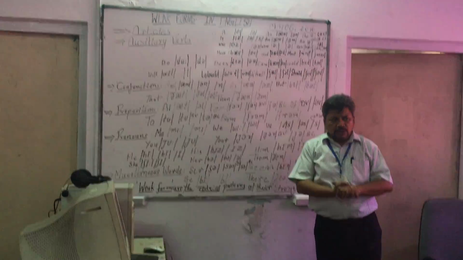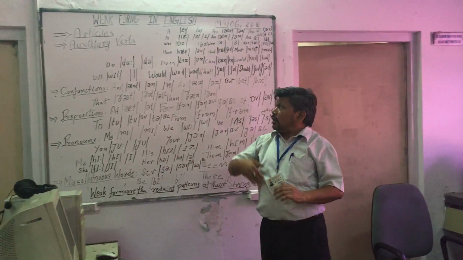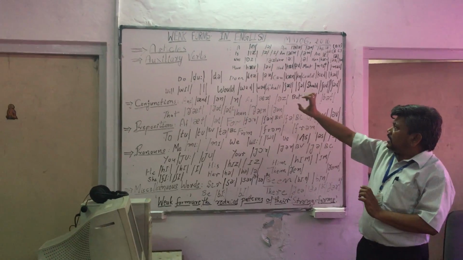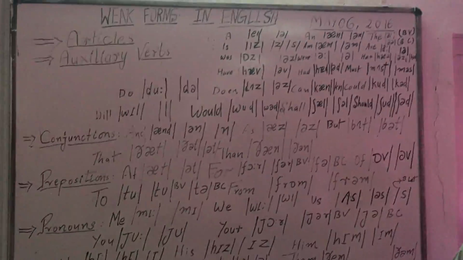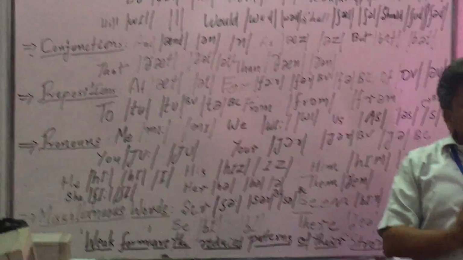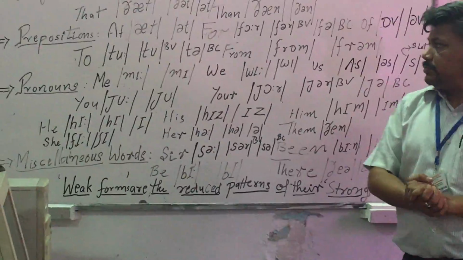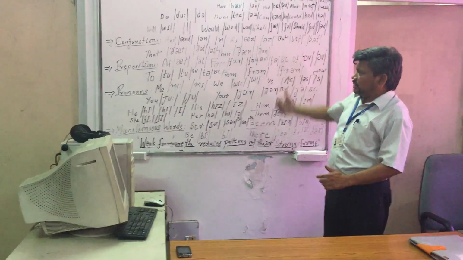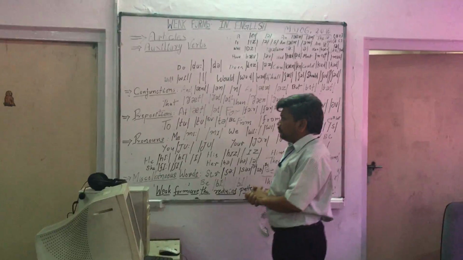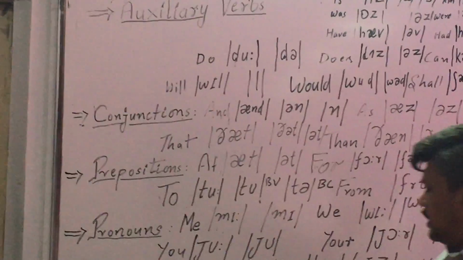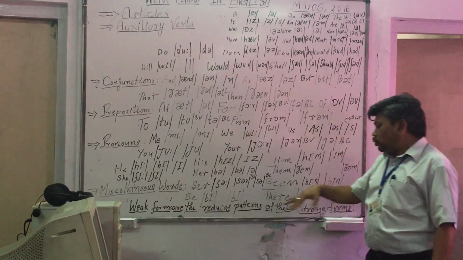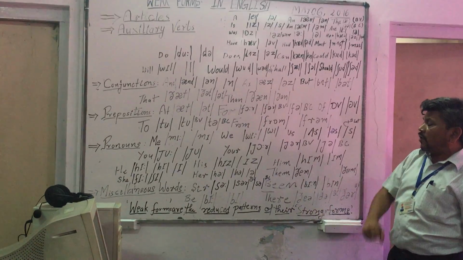In this way, we notice that auxiliaries are also having this. The list of these auxiliaries are also having their proportional weak forms, and they are reduced or changed, their sound is changed. Next point comes conjunction. Let us see how conjunctions are reduced patterns for their strong forms.